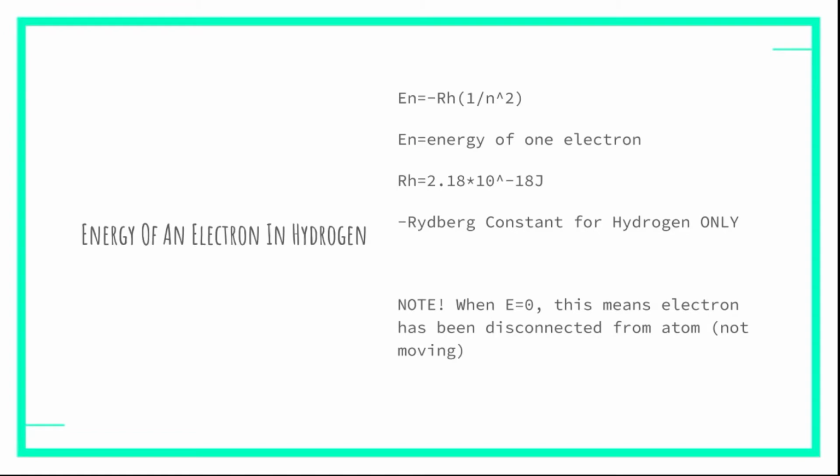Now, the energy of an electron in hydrogen is En equals negative RH times 1 divided by n squared. As I said, En is the energy of one electron, and the RH you see is the Rydberg constant for hydrogen only, which is 2.18 times 10 to the negative 18 joules. But do note that when E equals 0, this means the electron has been disconnected from the atom and is not moving anymore.